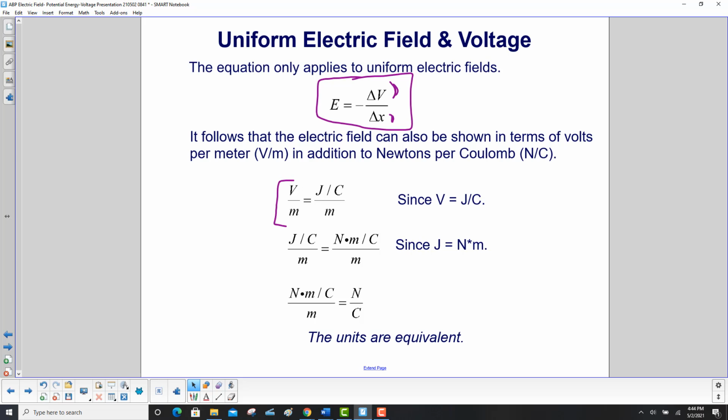So we have volts per meter, and what's a volt? Well, that's a joule per coulomb. Now we're dividing that by meter. A joule per coulomb over meter, well, a joule is a Newton meter. So we have Newton meter divided by coulomb over meter. What do we have next? We have the Newton meter over coulomb. Well, divided by meter, the meters cancel out, and we wind up with newtons per coulomb. The units are equivalent. So volts per meter, same as newtons per coulomb.